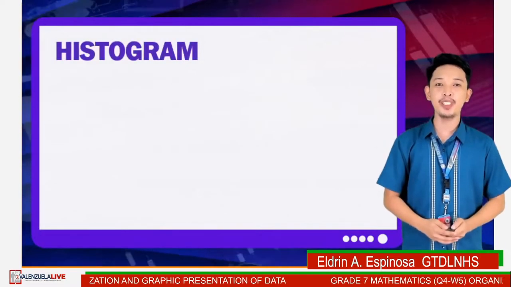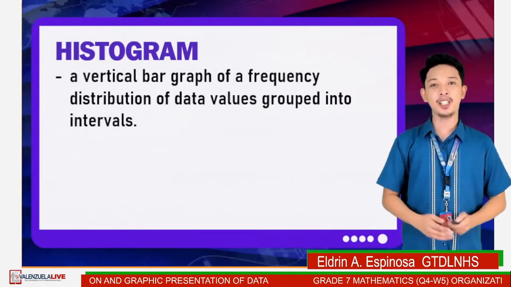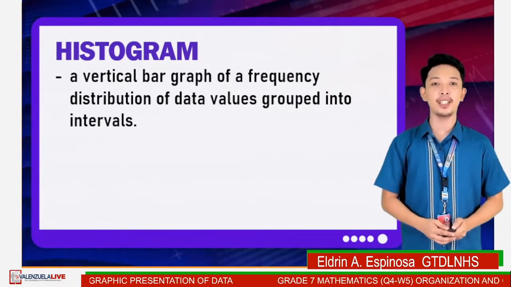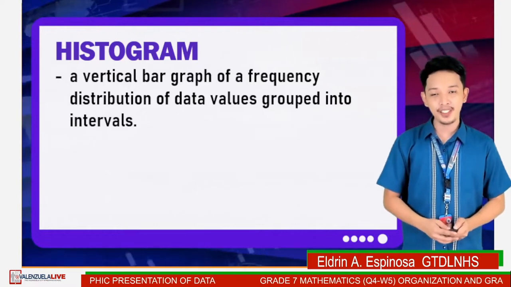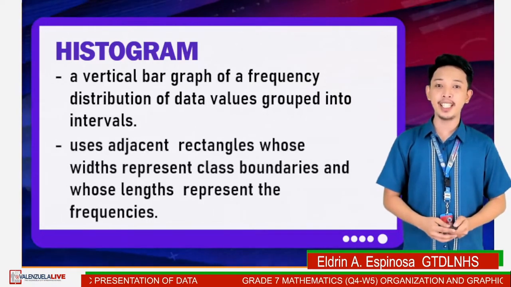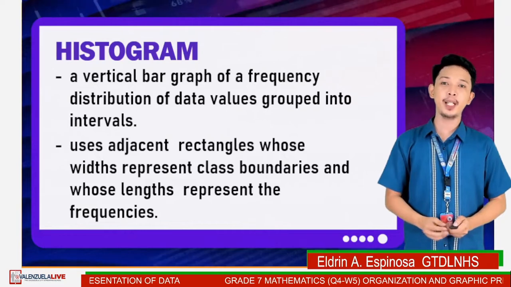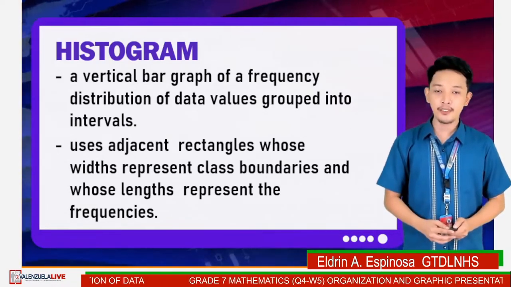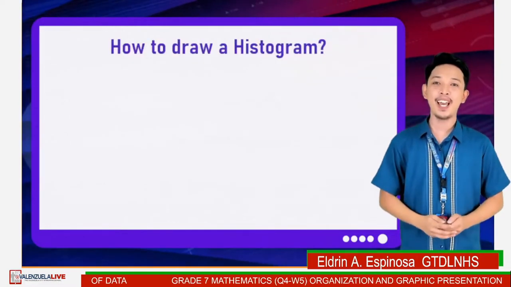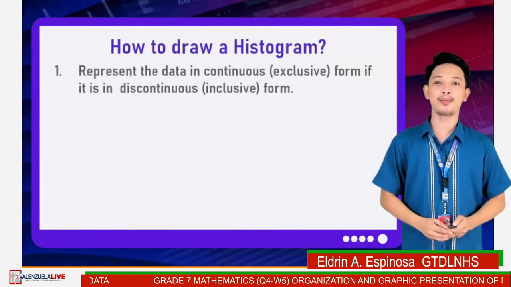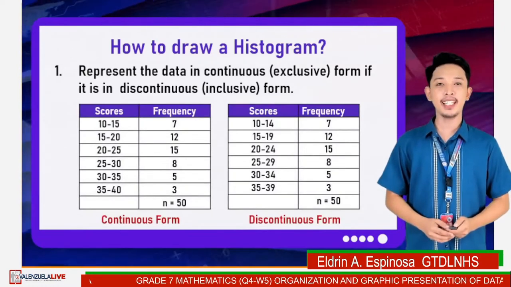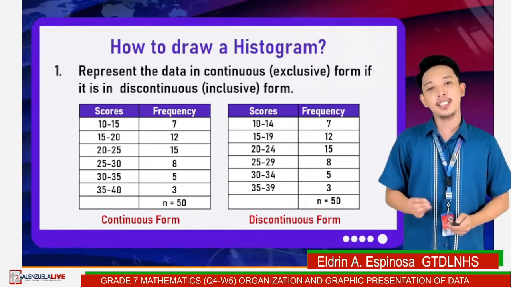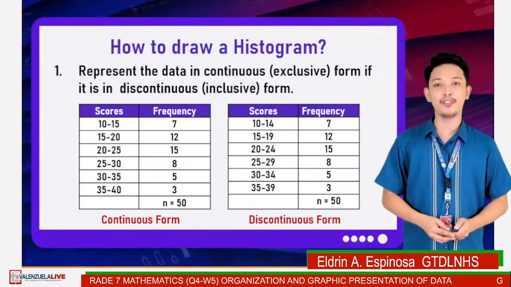Let us now proceed with the histogram. Histogram is a vertical bar graph of a frequency distribution of data values grouped into intervals. It uses adjacent rectangles whose width represents class boundaries and whose length represents the frequencies. Next, how to make a histogram? First, represent the data in the continuous or exclusive form if it is in the discontinuous or inclusive form.